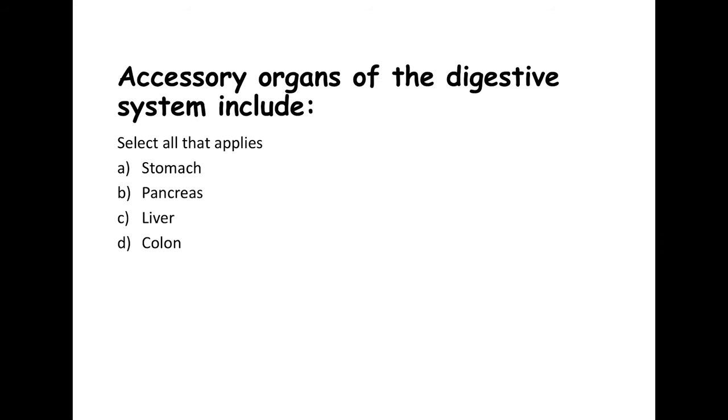Accessory organs of the digestive system include, select all that apply: stomach, pancreas, liver, colon. All right, so accessory organs include the pancreas and liver. Remember, the pancreas produces a whole lot of enzymes that are really essential at breaking down fats, proteins, and carbohydrates. The liver now produces bile, and bile helps emulsify or break down fat.